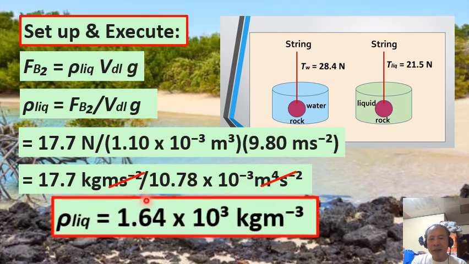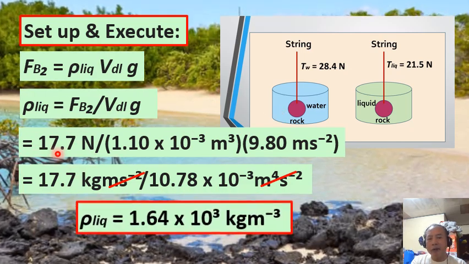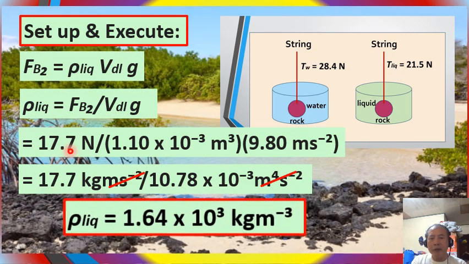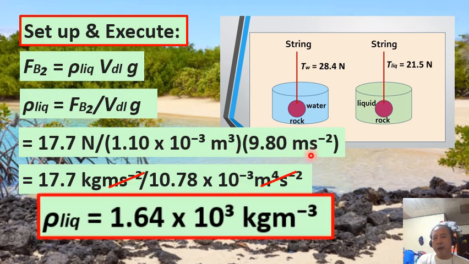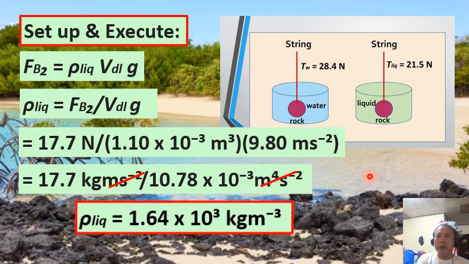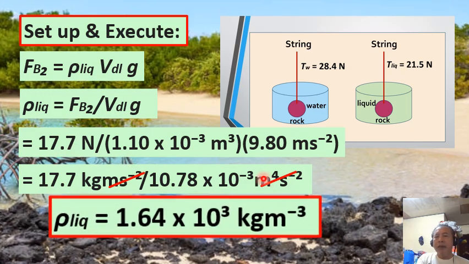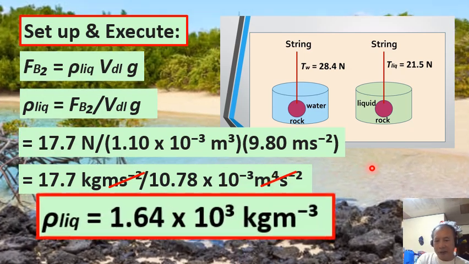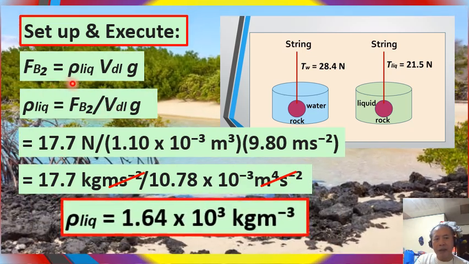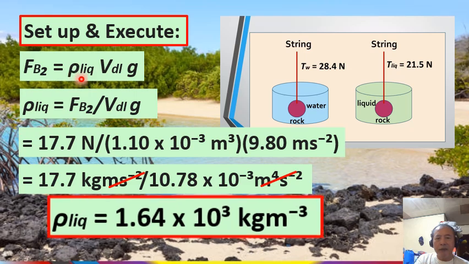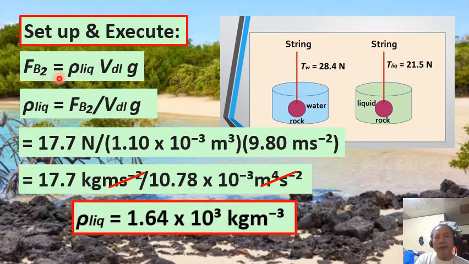For instance, the buoyant force exerted by this unknown liquid on the rock is 17.7 newtons. So compared to the buoyant force exerted by water on the same rock, which is equal to 10.8 newtons, obviously, that of the unknown liquid is greater, right? So we say that the density of the liquid and the buoyant force that it can exert are directly proportional.